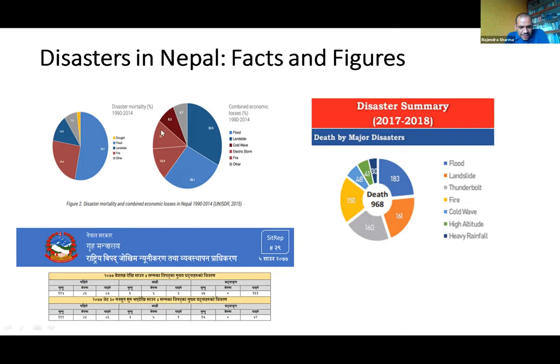These two charts are from 1992 to 2014, and this shows the figures from 2017 and 2018, and this is in Nepali. I'm sorry, these are the recent figures which were given by the National Disaster Risk Reduction Authority, and this also shows that the loss of life and property due to landslide and flood is very dominant in Nepal.